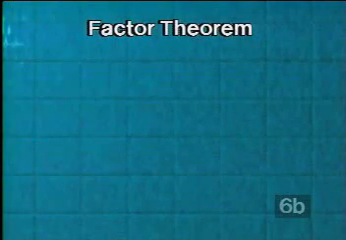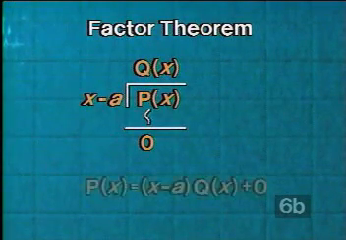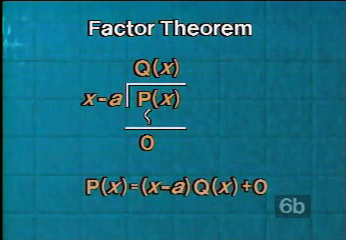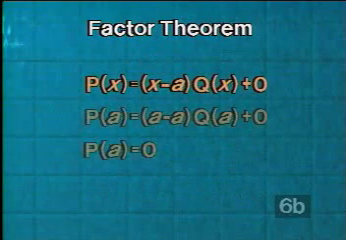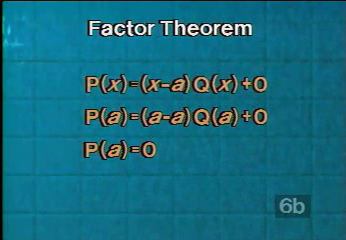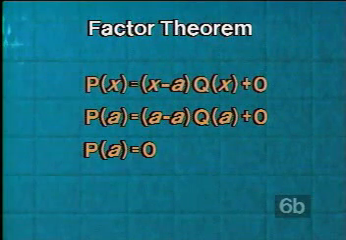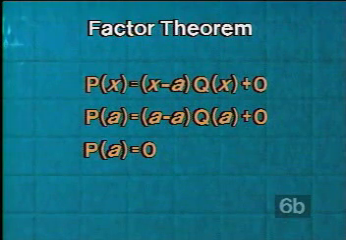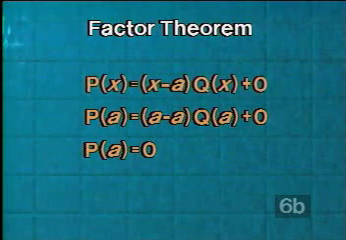The factor theorem applies to divisions in which the remainder is 0. In this case, the division algorithm yields p of x equals x minus a times q of x. If we now set x equal to a, we can see that p of a equals 0. So the factor theorem states that if p of a equals 0, or in other words, if a is a zero of p of x, then x minus a is a factor of p of x.